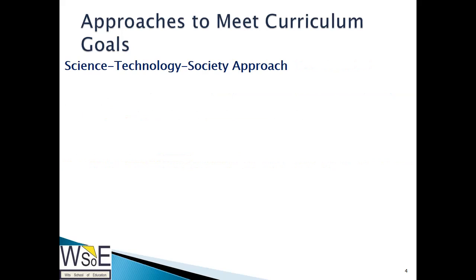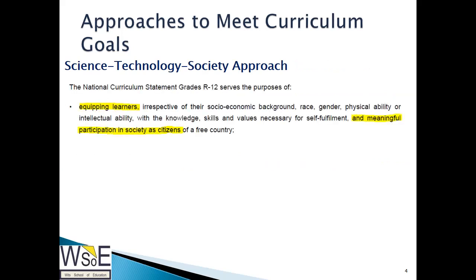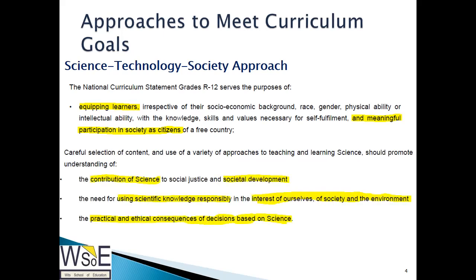Then the science, technology, and society approach that equips learners to deal with the skills and values they need to participate in society and make informed decisions. And by carefully selecting the content, we can look at the contribution of science to societal development, using scientific knowledge responsibly, and the practical and ethical consequences of decisions based in science.